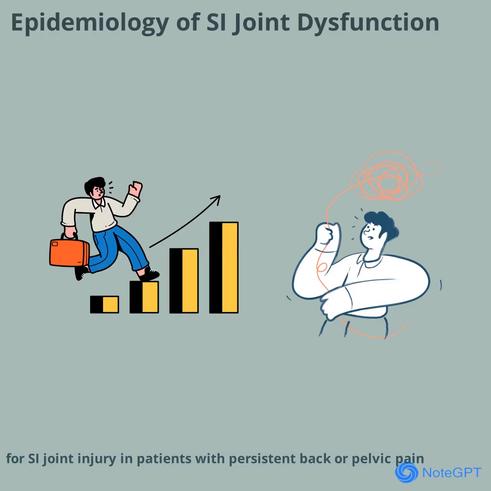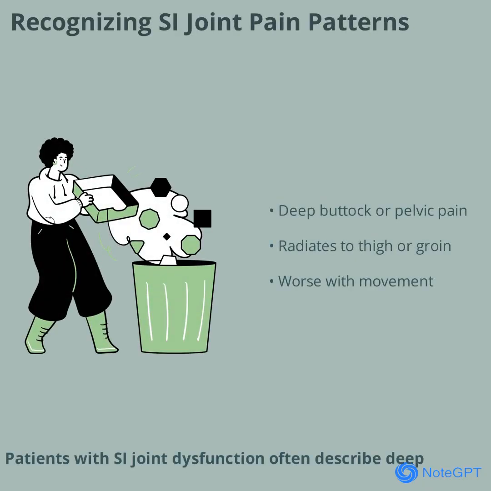Patients with SI joint dysfunction often describe deep, aching pain in the lower back, buttock, or posterior pelvis. The pain may radiate to the thigh, groin, or even the knee, sometimes mimicking nerve-related conditions. Activities like prolonged sitting, stair climbing, or transitioning from sitting to standing can worsen symptoms. In women, pain may intensify during menstruation due to hormonal effects on ligament laxity. Recognizing these characteristic pain patterns is a critical first step in distinguishing SI joint dysfunction from other causes of back pain.